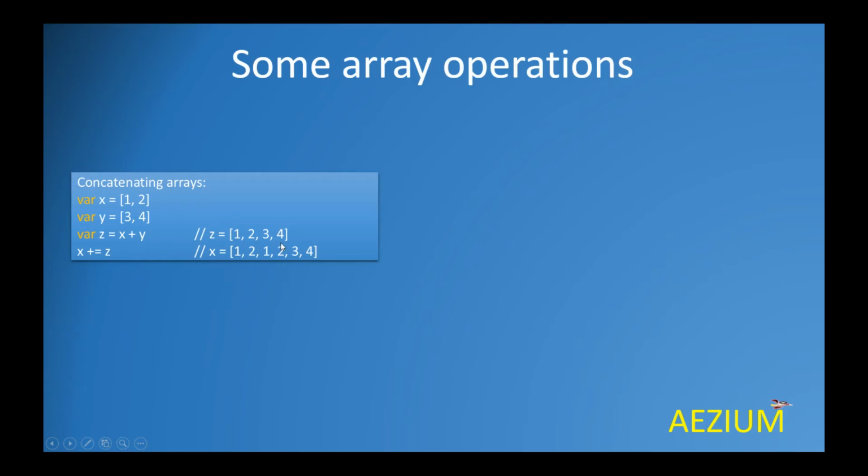This is the final outcome. We could also use the compound addition operator to concatenate an array with an existing array. So we are going to concatenate Z, which we formed here, with X, which is shown up here. So the outcome is going to be 1, 2 and 1, 2, 3, 4. Arrays could have repeating values, so this causes no problem.